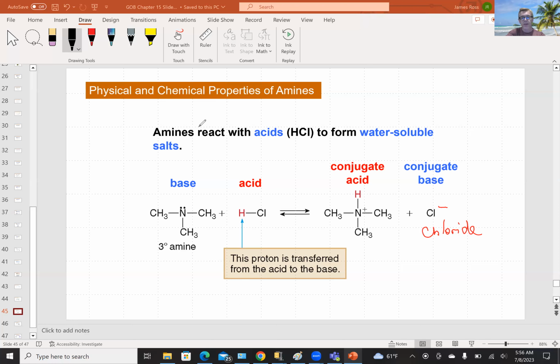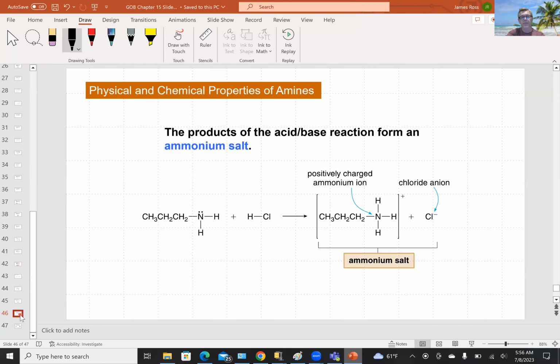Almost there. If you've survived this long, we are almost there. Very long video. Okay. So amines, once they undergo neutralization, they form ammonium salts. And that's the quaternary amine structure. In general, it's an ammonium salt.